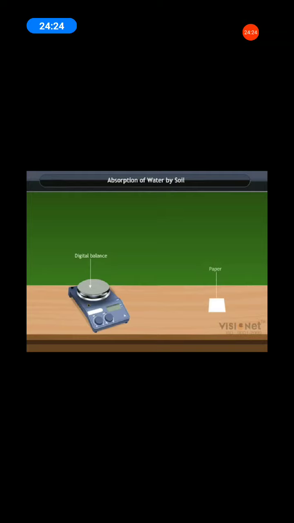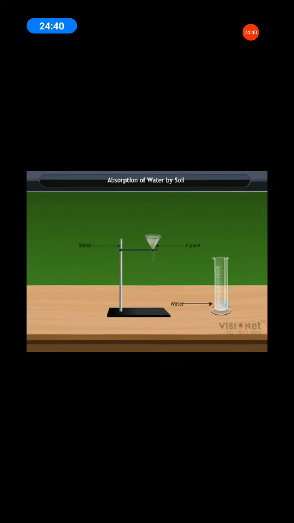Take a paper and weigh it on a balance and note the reading. Now add 50 grams of soil sample and weigh again and note the reading again. Take 10 ml of water and fix the funnel on an iron stand. Take a filter paper, fold it and place it on the funnel. Put the soil into the funnel and pour the measured 10 ml of water drop by drop on the soil. Finally, measure the amount of water collected in the beaker. This will give the absorption percentage.